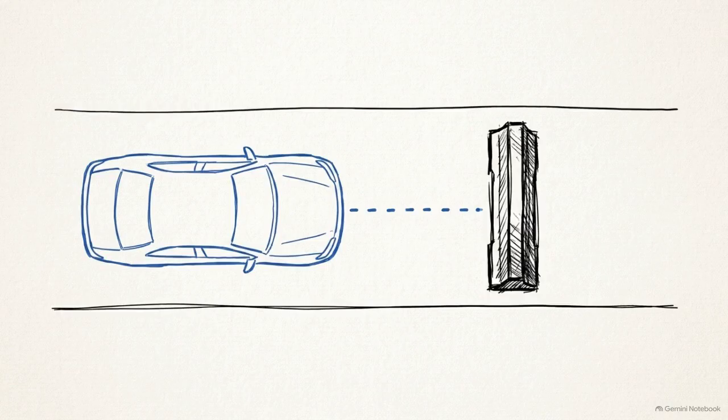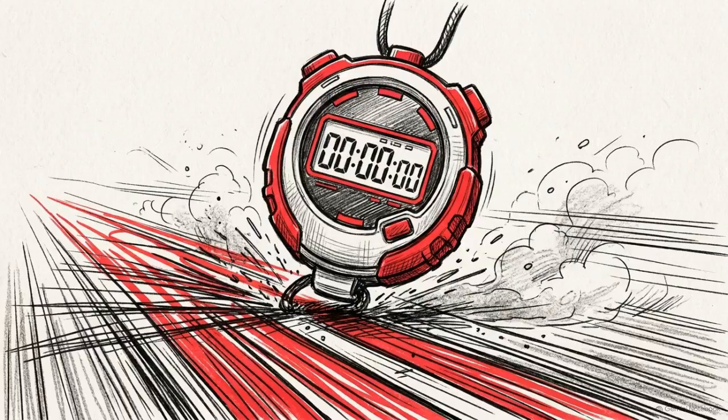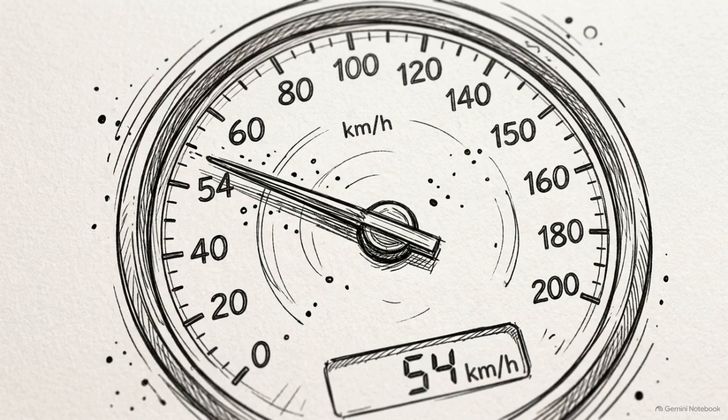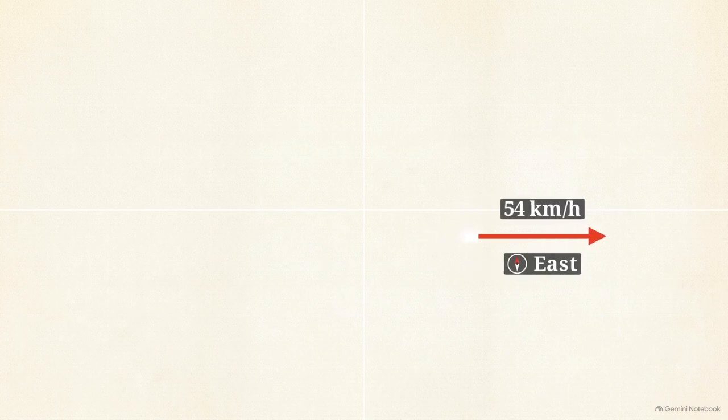Knowing the displacement gap is only half the story. To predict the stop, we have to factor in the time interval of the skid. We also have to distinguish speed from velocity. Speed is just a raw number, but velocity is a vector. It tells us exactly how fast the position is changing and in which direction.